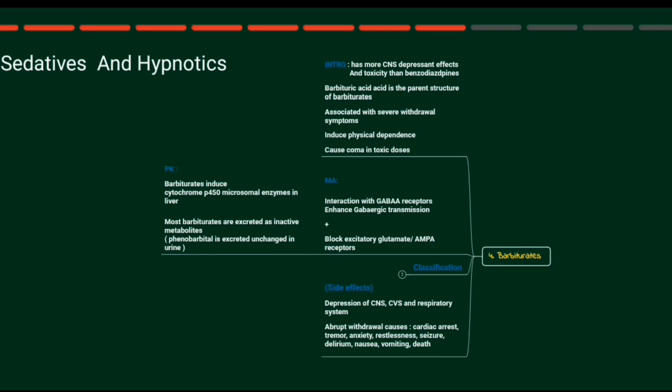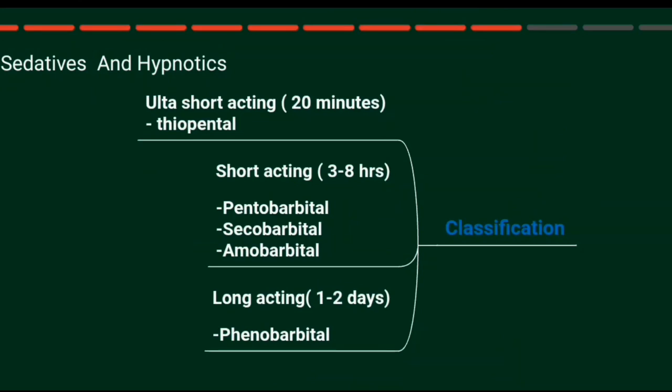Classification of barbiturates: short-acting, ultra-short-acting, long-acting. Let's talk about the ultra-short-acting. An example of a drug here is thiopental. For the short-acting, we have pentobarbital, secobarbital, amobarbital. For the long-acting, that lasts for 1 to 2 days, we have phenobarbital, which is the most recognized drug in this class.